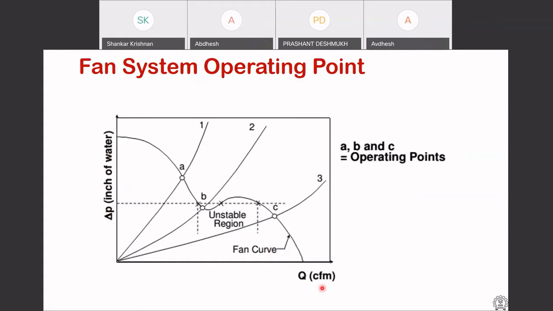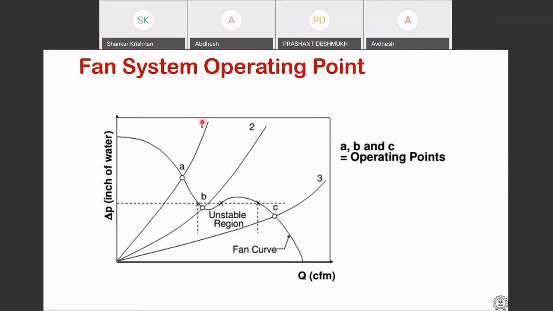And Q is the volumetric flow rate, that is meter cube per second. Here CFM is used again because of industry norm. CFM is cubic feet per minute. However, of course, you can convert these into SI units and operate. So the fan for a given RPM, revolutions per minute, will have a behavior as shown here by this curve. That is called a fan curve.